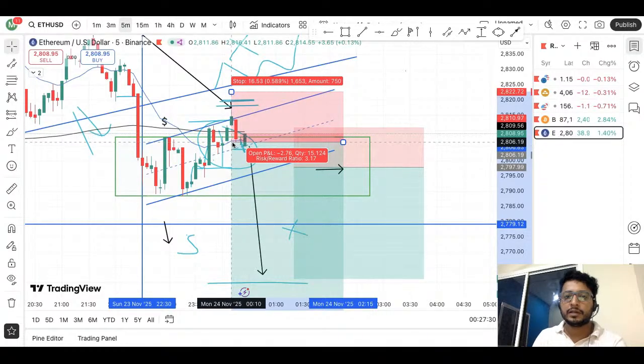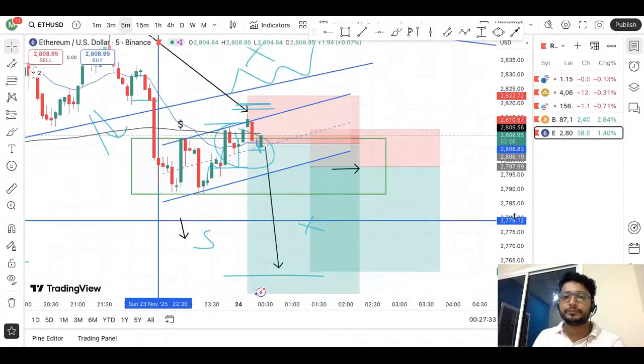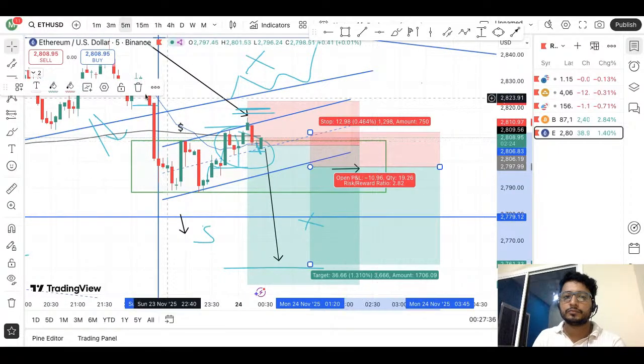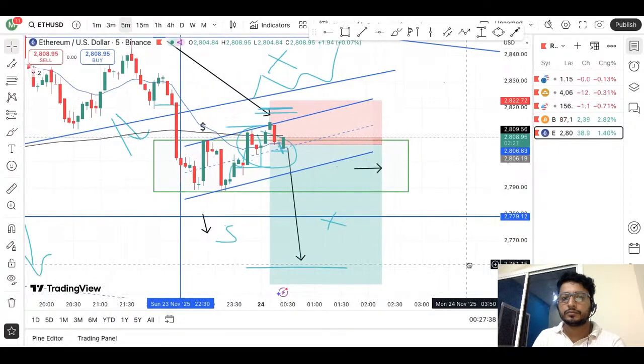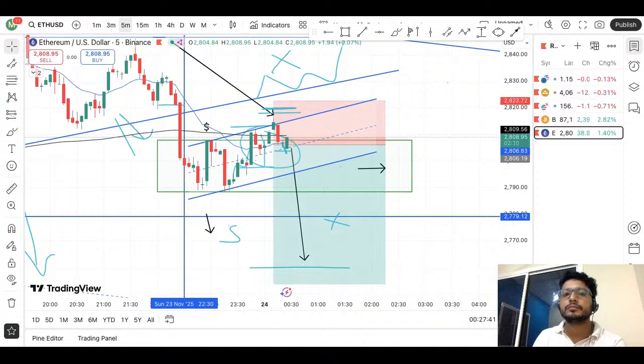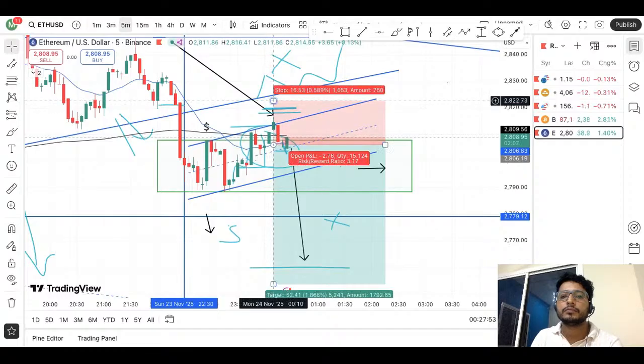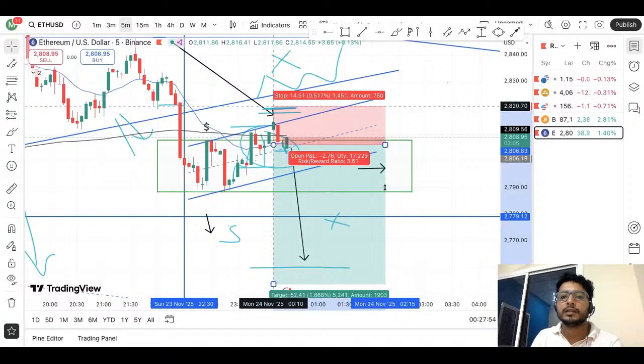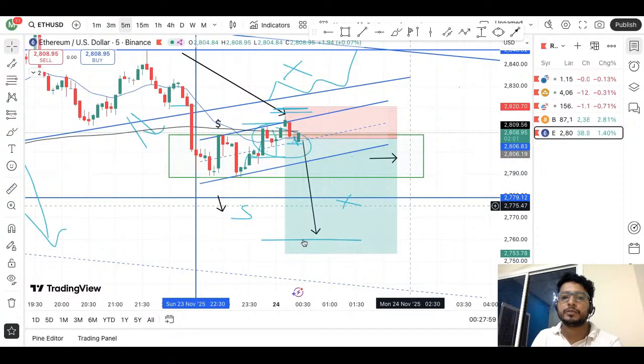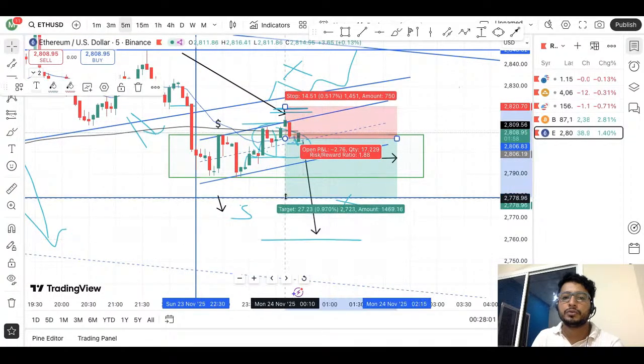Yeah, we are in $3 loss right now. Let me see where is my target I placed. 2820. 2820 is my target. When price comes there, I will stop out of the position. I am expecting at least 1:2.